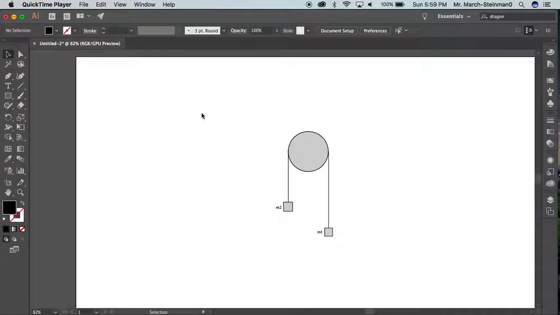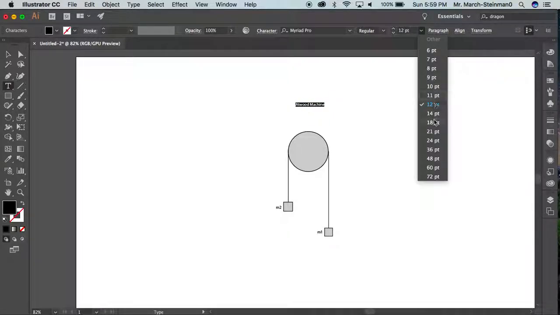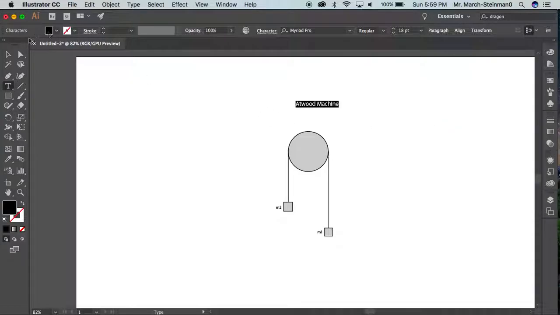Okay, so this is an example of what we call an Atwood machine. Now, this Atwood machine is basically just a pulley, and it has two masses strung around it, so that one is on one end and one is on the other. Now, in the initial idealized version that we're going to be working with, we have the following conditions.